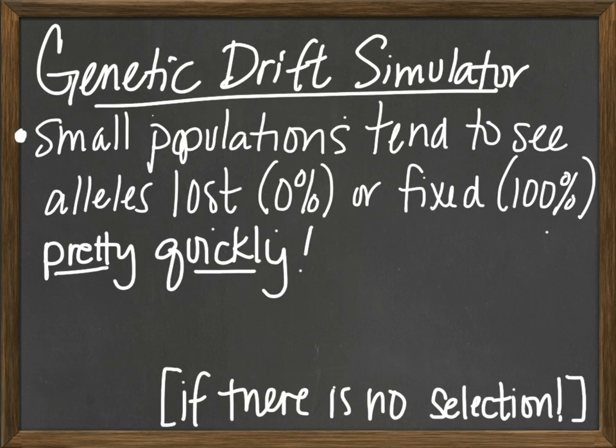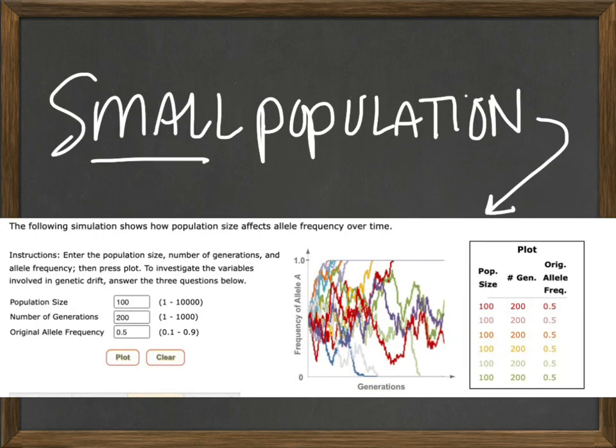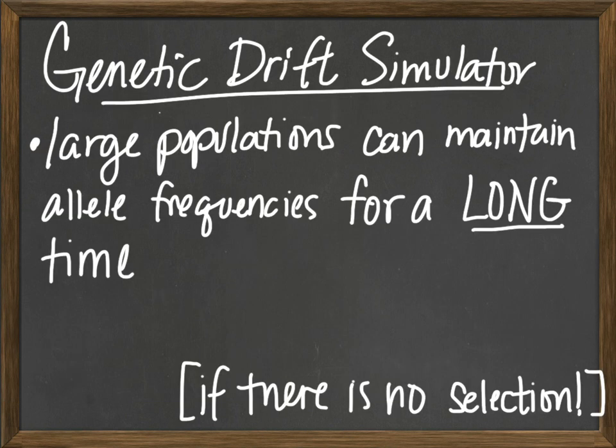Now, in the genetic drift simulator that you ran, remember that those small populations tended to see alleles lost or fixed pretty darn quickly. Remember, genetic drift is assuming that there's no selection happening. Here we've got a small population, 100, running for 200 generations in simulation, and what we see is that almost, I think 3 or 4, I must have run this 6 or 7, maybe 10 times, I think 3 of these get all the way to 200 generations, still maintaining both versions of the allele.